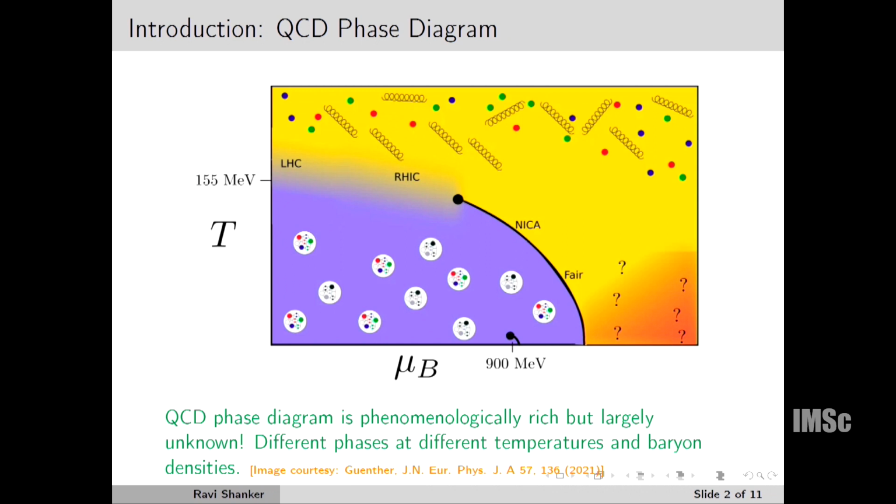This solid black line is the first order phase transition line, and this black dot is our second order critical point. This band-like structure, the fuzzy region, is the smooth crossover transition. For mu_B equal to 0, the smooth crossover transition is roughly around 155 MeV. This was the prediction given by lattice QCD and later verified by the LHC experiment. Many experiments like LHC, RHIC, NICA, and FAIR are trying to probe the different regions of this QCD phase diagram.